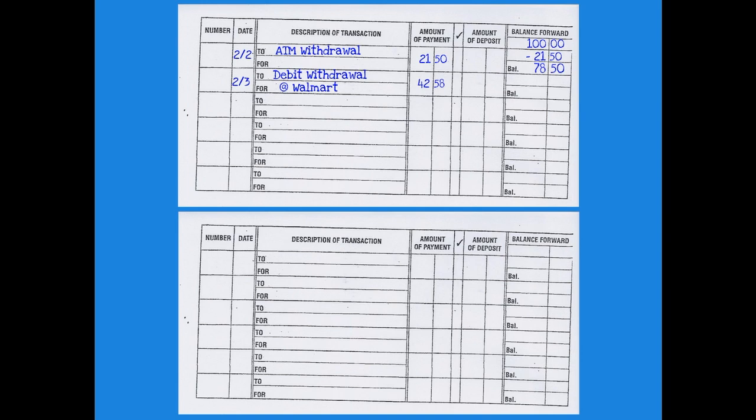We're going to enter the amount of $42.58. This is the amount that we withdrew from our account. And then again, we have to bring this amount into our balance column. So we're going to subtract $42.58 from $78.50, and that gives us a whopping $35.92.